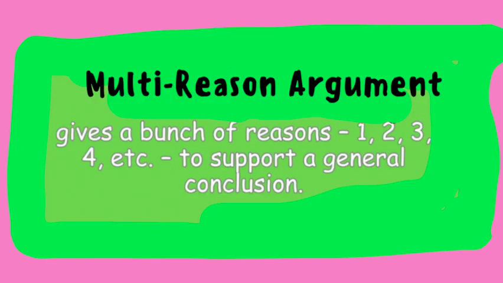A multi-reason argument gives a bunch of reasons, 1, 2, 3, 4, etc., to support a general conclusion. Or really any conclusion. Don't worry about the general part, unless it's General Musleus of the Glippity-Gloppian Federation, of course, then you better be worried.